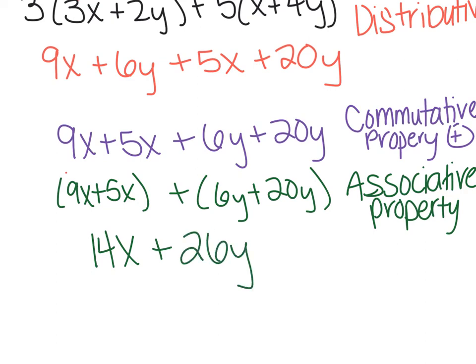And the 14 is x's, the 26 is y's. Not the same variable, so we can't combine them at all. But that is why from our first step you could have just gotten 14x plus 26y. It's because of our properties.